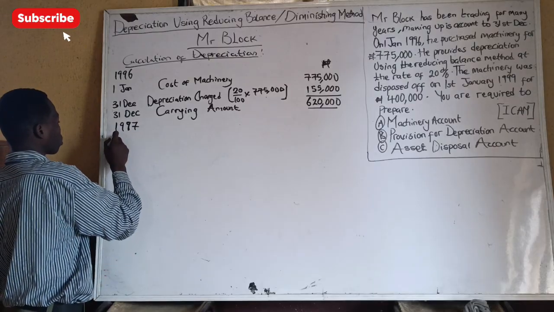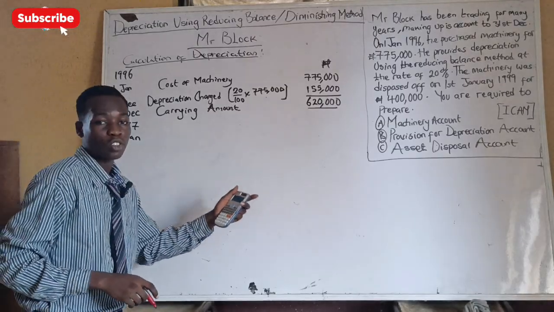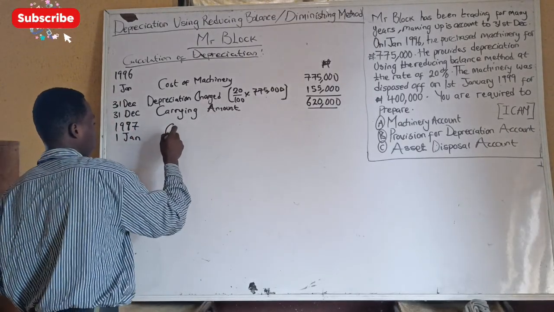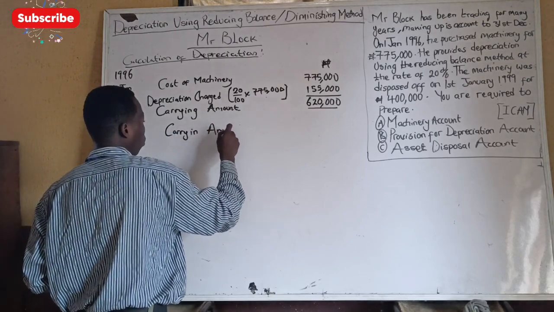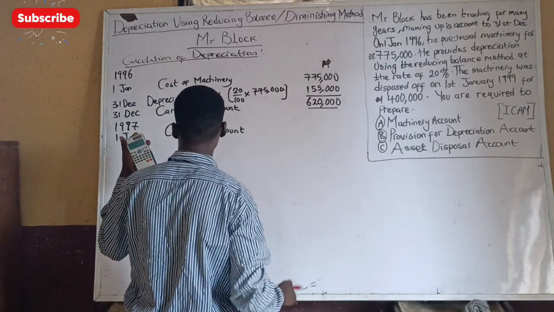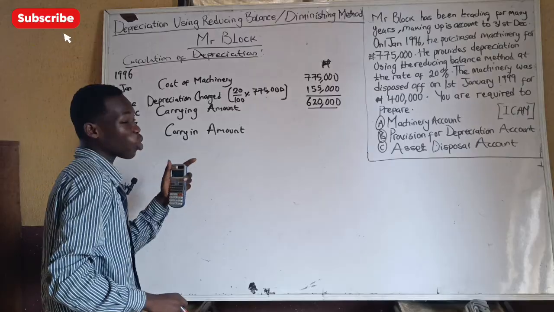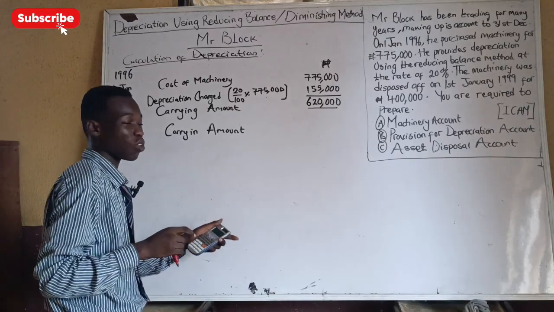So for 1st January 1997, the amount of assets will be the carrying value at the end of last year. So the carrying amount, or the net book value, at the end of last year is going to be the cost of the asset for the next year. Do you get now? Anyone you want to call it.